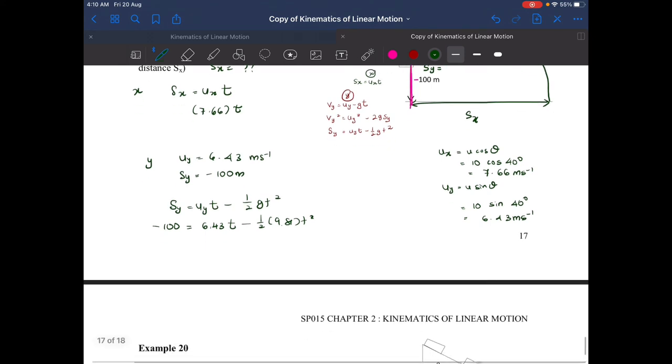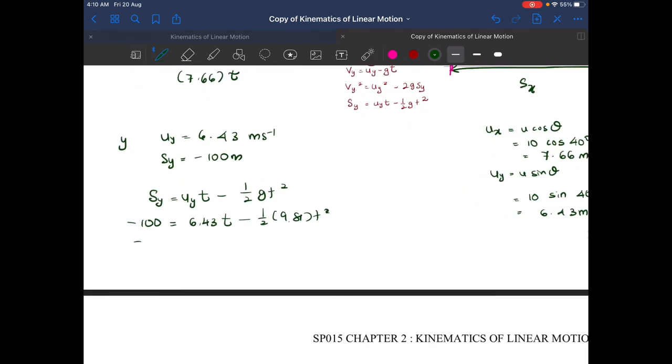Ni kuadratik juga. So ni akan jadi negative 100, so again, pindahkan ini belah sana sebab nak bagi dia kosong, equals to 0. Positif lah sekarang. So ni tolak 6.43T and then this one still negative 100. Then you press the calculator, you get the answer either positive or negative. So remember, time sentiasa positive. So dapatlah time sama dengan 5.22 second.